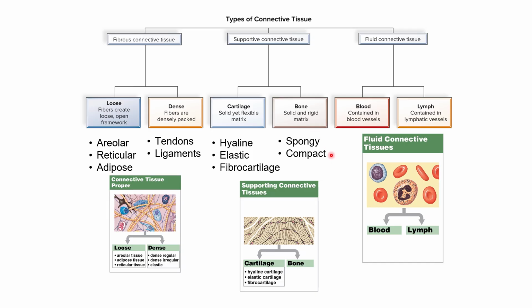And then our compact bone is going to be what we're looking at right down here. It's a very compact, very dense arrangement of bone that's going to be very strong and very good for holding up our weight. When it comes to our cartilage, we have three main types of cartilage. We have our hyaline cartilage, we have our elastic cartilage, and we have our fibrocartilage.